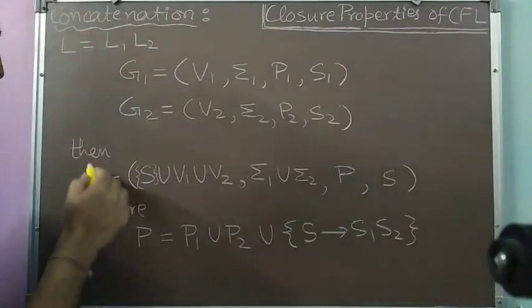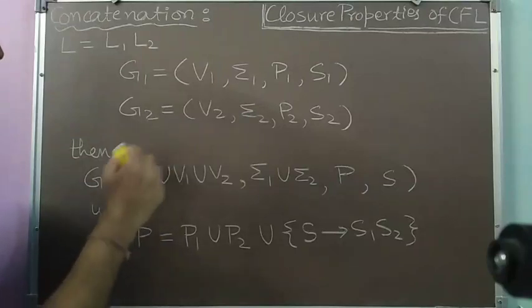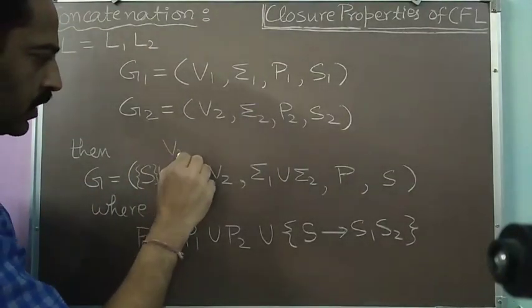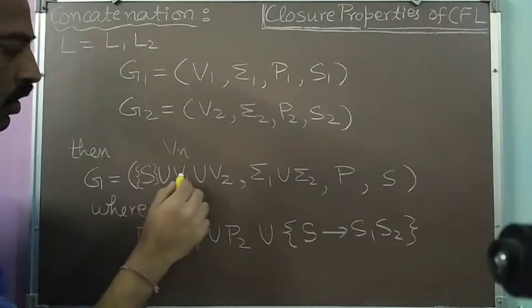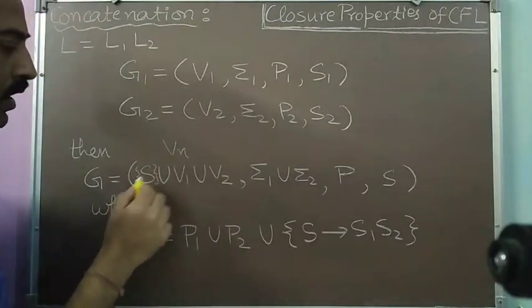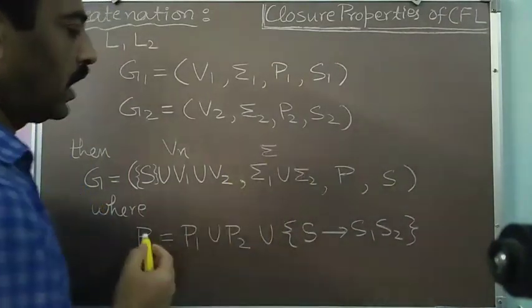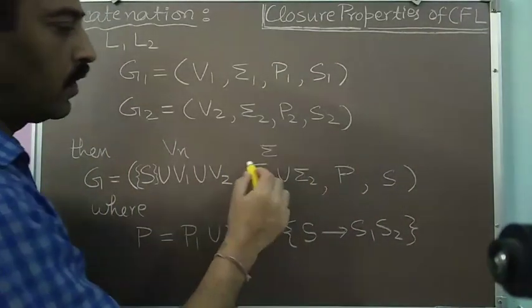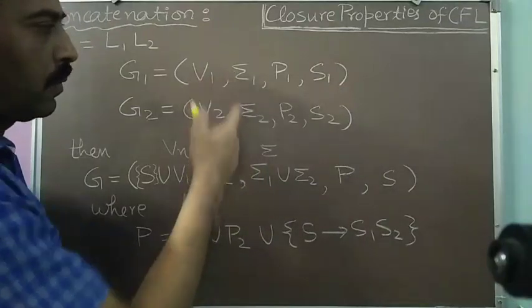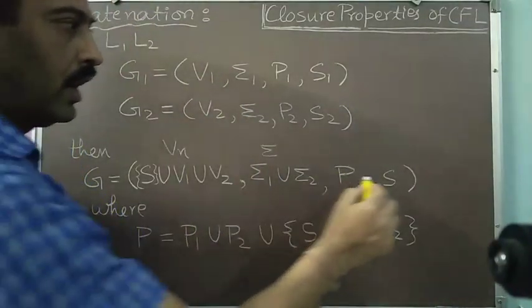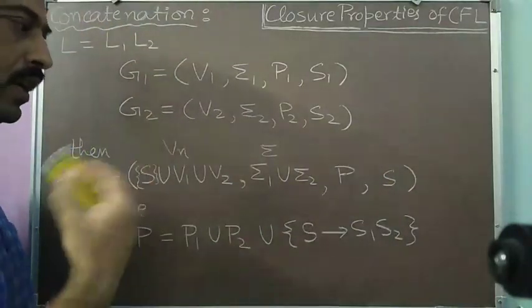Then we can always define another grammar G such that the set of variables of this grammar G is the union of V1, V2 and the new variable S, as in the previous example. And the sigma, that is the alphabet for this new grammar G, will be the union of both the alphabets, that is sigma 1 and sigma 2. And then P will be defined and S will be the new start symbol.